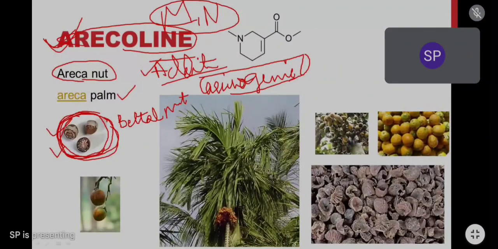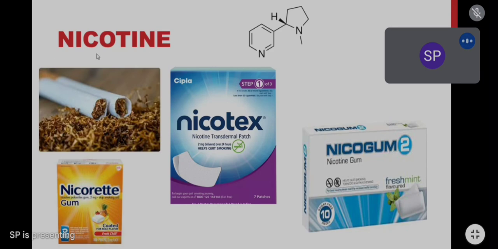Okay, that is about arecoline, which is a cholinergic agonist drug. Arecoline is also not commonly used clinically in hospitals. Next is nicotine. What is nicotine?